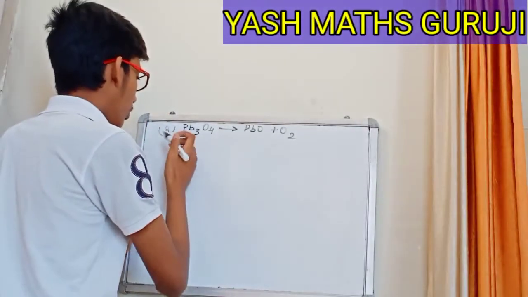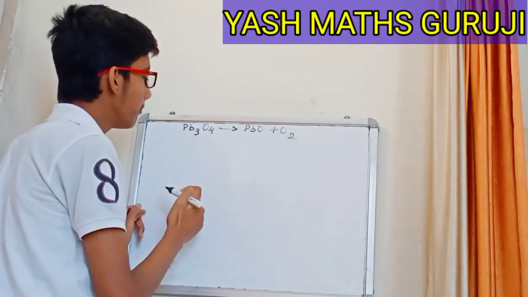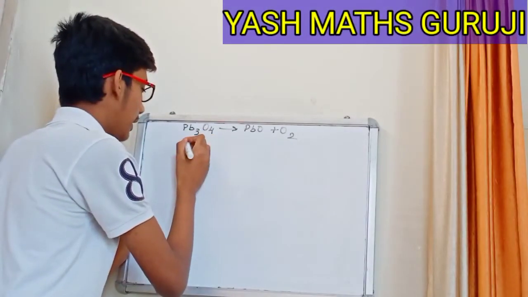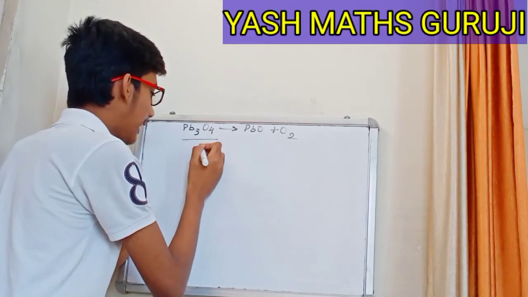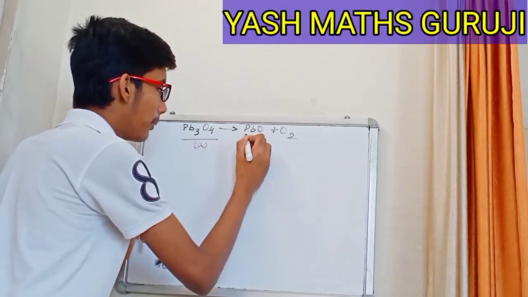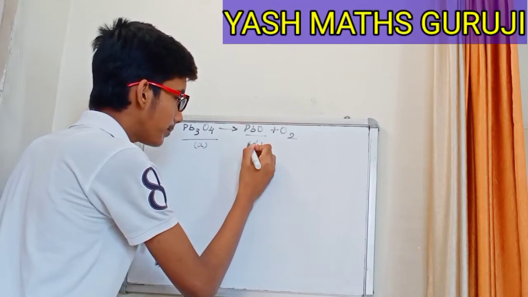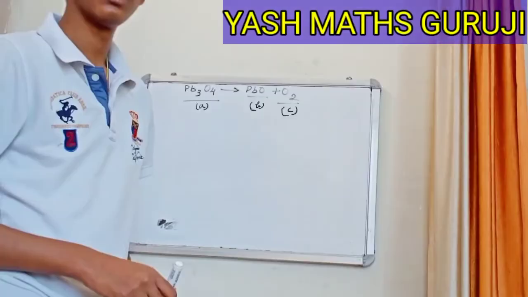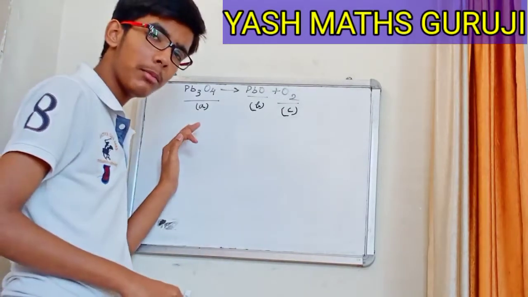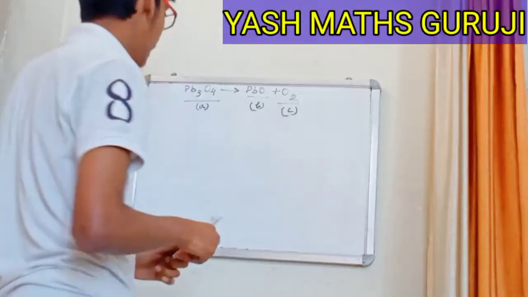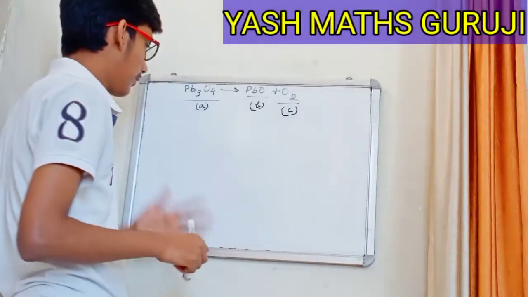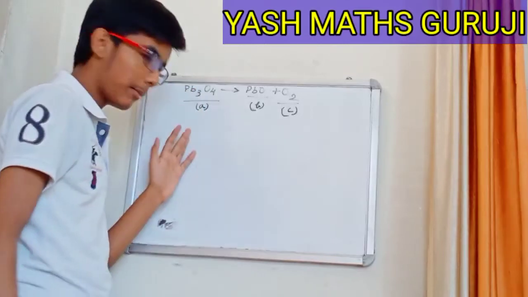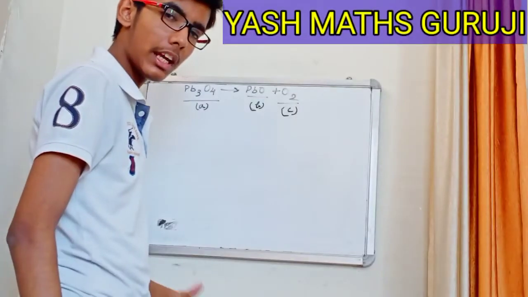Okay, so we will name the compounds. For example, Pb3O4 we will take as A, PbO we will take as B, and O2 we will take as C. Okay, so friends, as we have named these compounds, we will put the values of the elements in the form of A, B, C in alphabetic order.